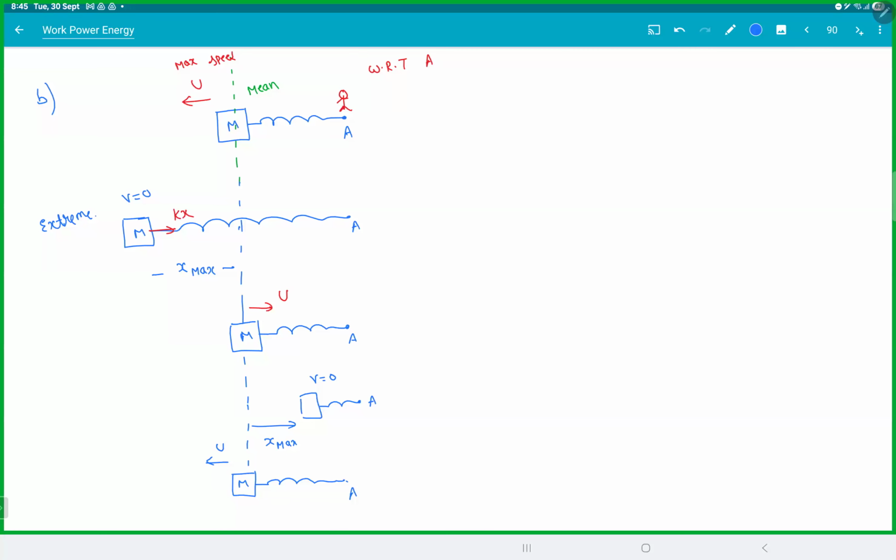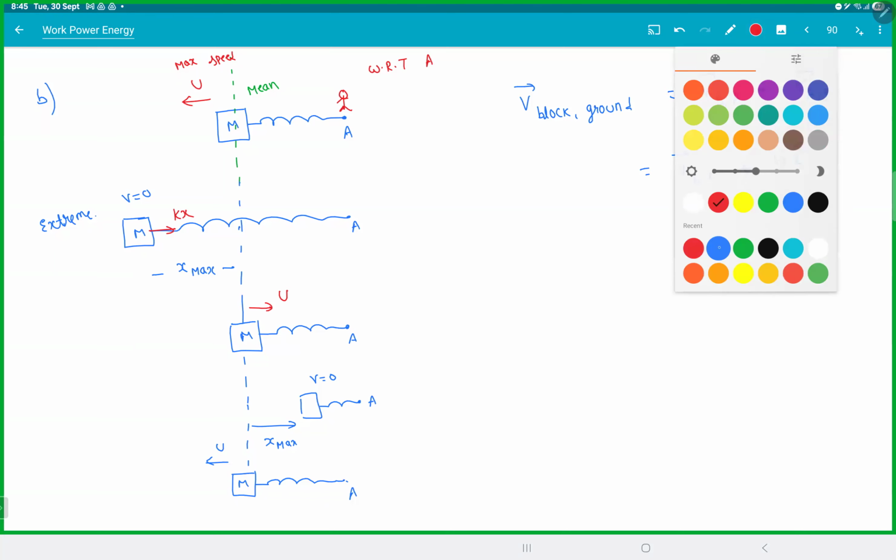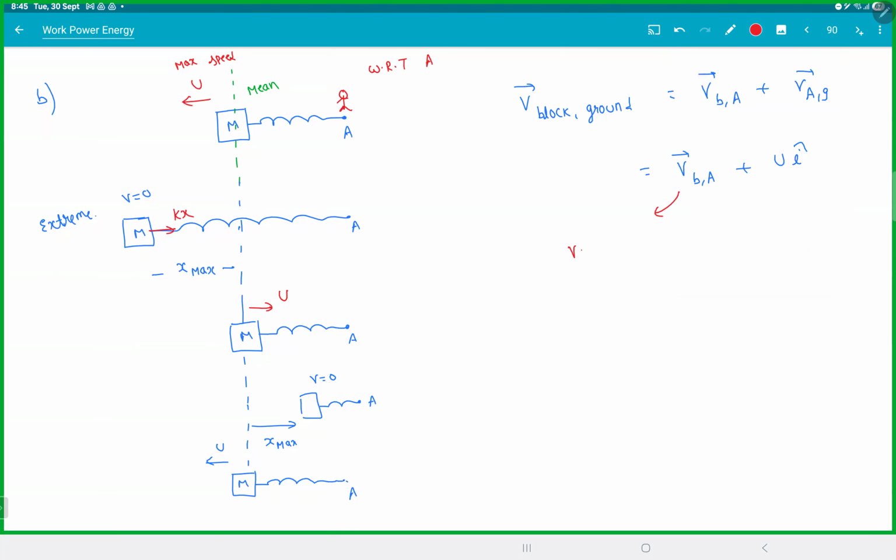Is this making sense? So you want to find the velocity of the block with respect to ground, which is nothing but the velocity of the block with respect to A plus the velocity of A with respect to ground. The velocity of B with respect to A will be u i cap. A's velocity is constant, but the block's velocity with respect to A is not constant. It is varying from minus u i cap to plus u i cap, going u backward to u forward.